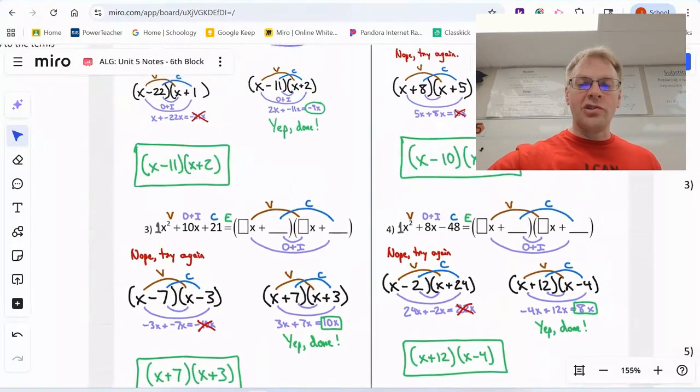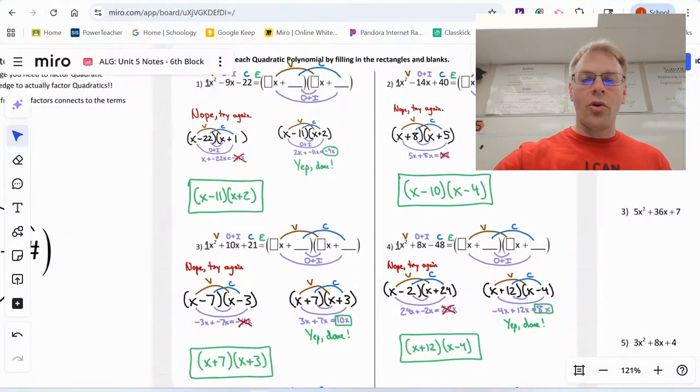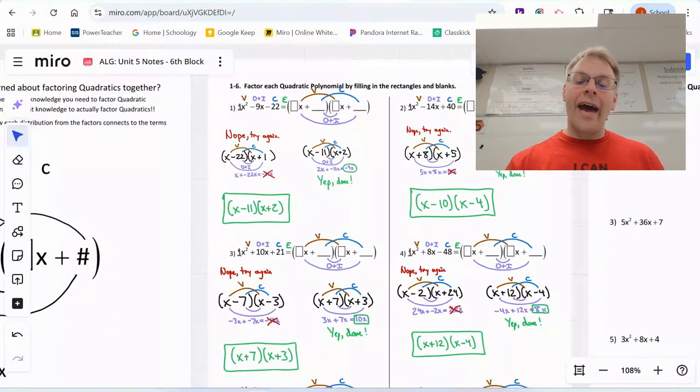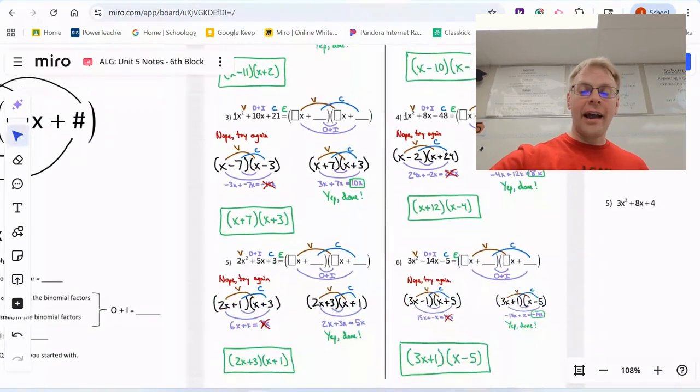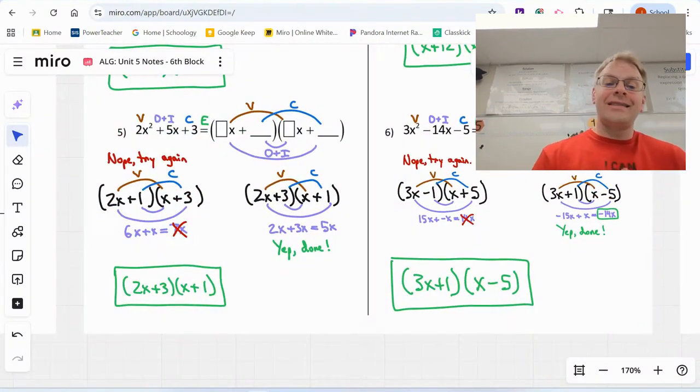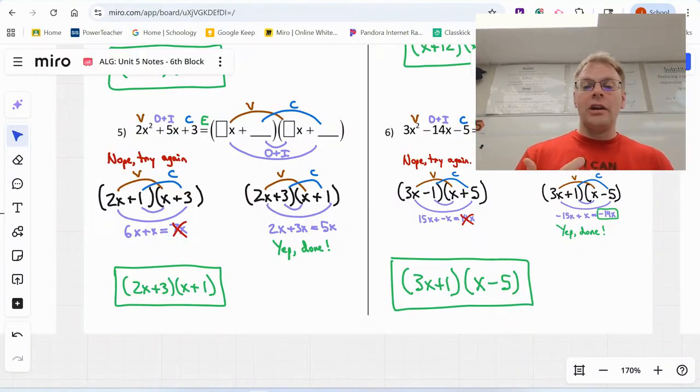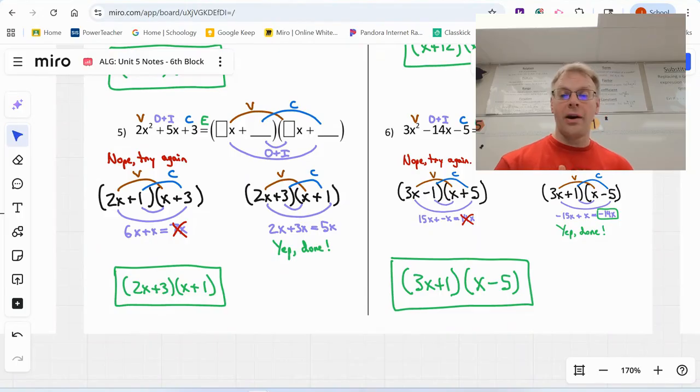Now, if you notice, the one thing that 1, 2, 3, and 4 all had in common was the a value, the leading coefficient, was 1. Which meant the variable terms in the binomials were also just 1x and 1x. Down here in 5 and 6, things you might have noticed got a little bit more complicated in terms of guessing correctly, maybe right off the bat, because now our leading coefficient was 2 in problem 5, and in problem 6, the leading coefficient there was 3.